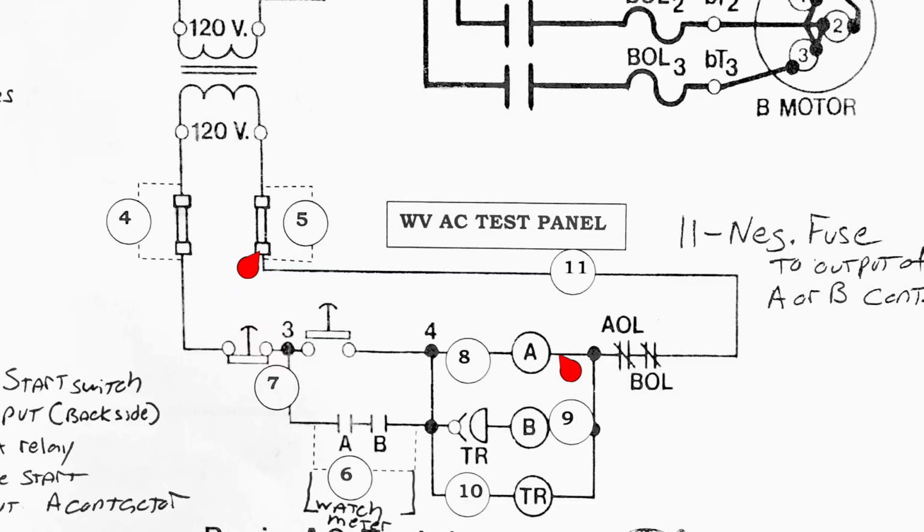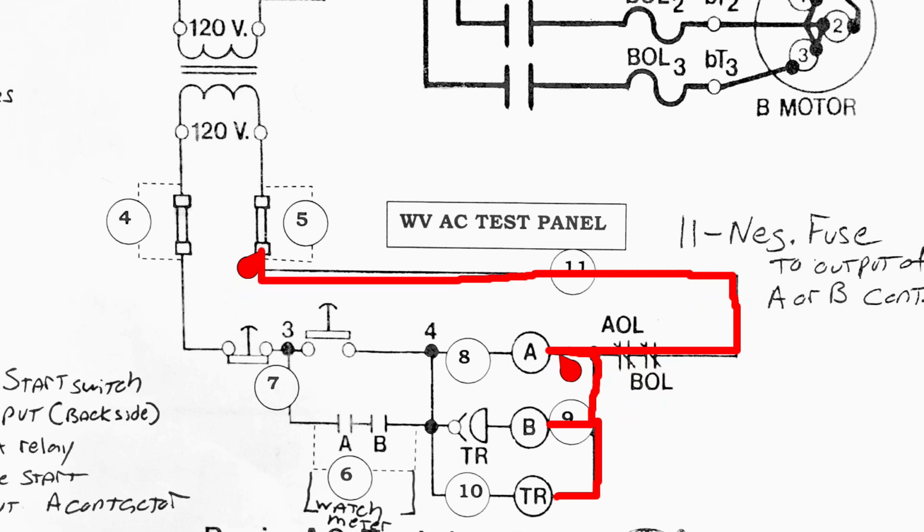Problem number 11 is a broken wire between your overloads and the number 5 fuse, the neutral side, neutral negative fuse. Anywhere from the A or B contactors to the TR coil to the fuse would read a straight wire if it's not broken, if it's not problem number 11.